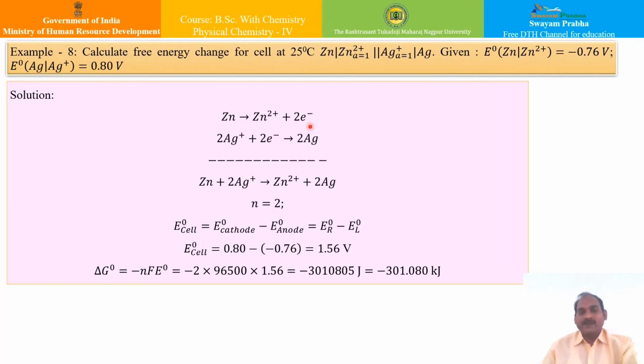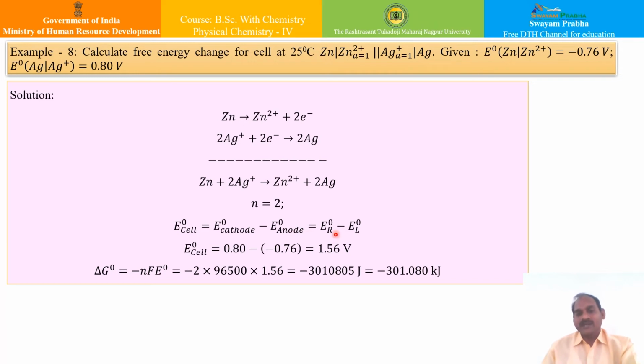Therefore, looking at the overall reaction, at the anode this is happening: zinc is leaving zinc ions into solution, and 2 electrons are released. At the cathode, these 2 electrons are absorbed by the silver ions, and silver metal is deposited at the silver electrode. So the overall reaction is this. The number of electrons involved in this process is 2, and therefore I need to calculate the standard EMF of the cell. The standard EMF of the cell is equal to the standard EMF of cathode minus the standard EMF of anode, isn't it?